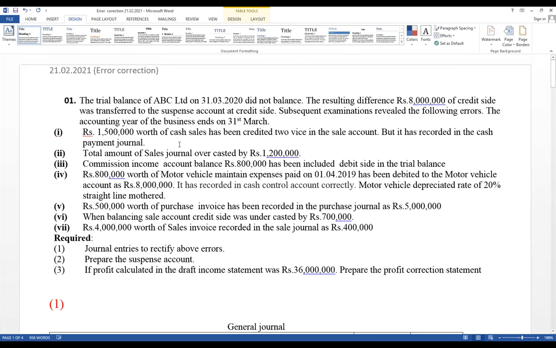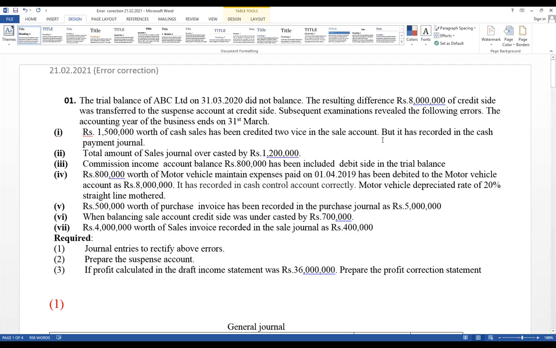First transaction, think correct double entry. If errors occur in only one ledger account, the suspense account comes in. If errors occur in only one ledger account, those affect suspense accounts. Right, think about the first one, 1,500. Think about values in 1000. Worth of cash sales has been credited twice in the sales accounts.